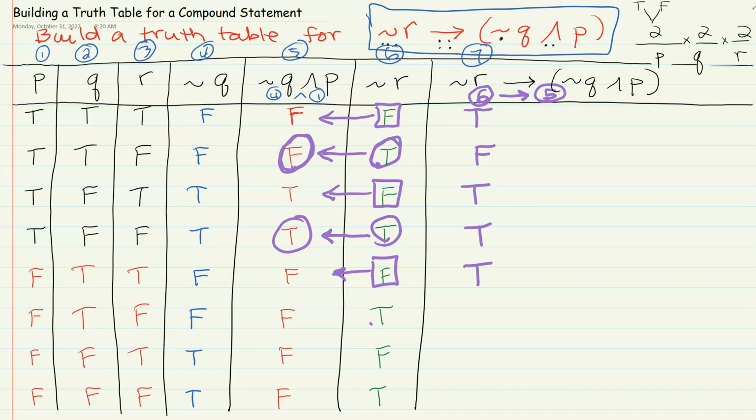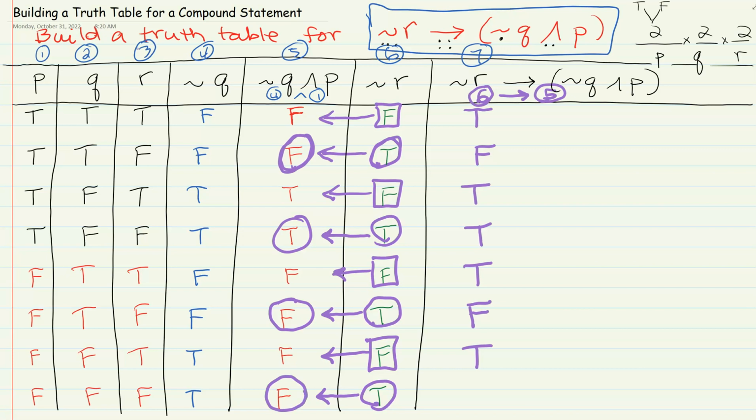Here you see that the hypothesis happened, so you check, did the conclusion happen? The answer is no, therefore the conditional statement is false. Hypothesis did not happen, so it really doesn't matter what the conclusion is. Your conditional statement is true. Hypothesis happened, so you look across to see if the conclusion happened. No, it did not. So your conditional statement is false. And that is how you build a truth table for a compound statement.